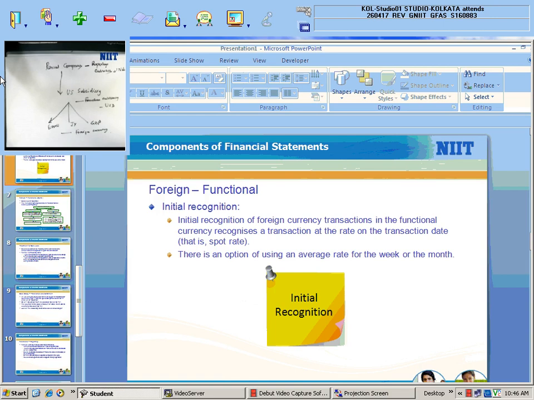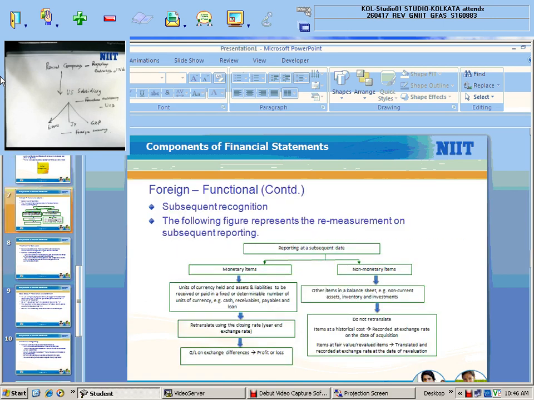Subsequent recognition. The day the purchase has been made, the payment to the US supplier may not have been made. The payment could be made after 2 months. That is settlement. So subsequent recognition, the following figure represents the remeasurement on subsequent reporting. So there are two distinctions here, monetary items and non-monetary items. What are non-monetary items? Other items in the balance sheet, that is non-current assets, inventory and investment. These are called non-monetary items. Like say, the server will be a non-monetary item because the server will appear as a fixed asset, non-current asset in the balance sheet.